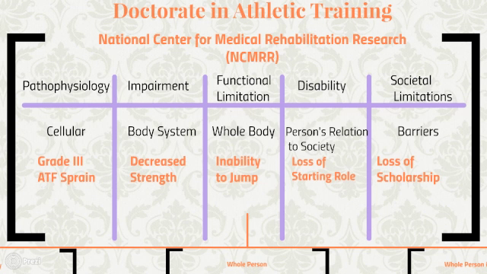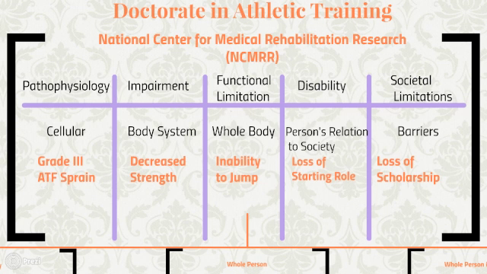To begin, we will review the National Center for Medical Rehabilitation Research model. In the schematic, you will see the 5 dimensions of the model with a corresponding level of disablement. Below that, there is a patient scenario with a lateral ankle sprain to demonstrate clinical applicability. The first dimension is pathophysiology, and the level of impairment is the cellular level. This would be a grade 3 ATF sprain, for example. The second dimension is impairment, and this has to deal with the whole body as a system. An example would be the decreased strength associated with the grade 3 ATF sprain.